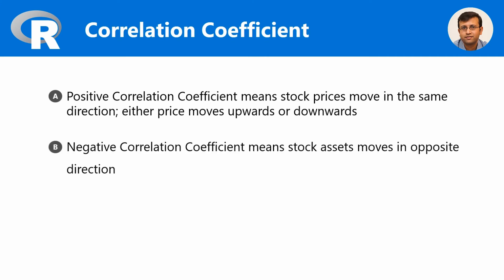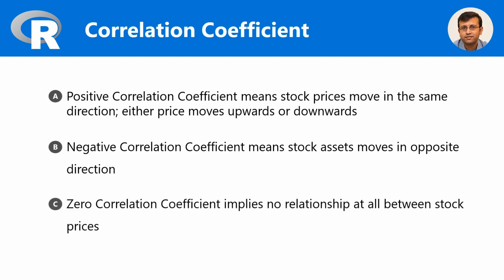A negative correlation means the stock prices move in the opposite direction. A perfect negative correlation is that the two assets or stock prices move in opposite directions, while a zero correlation implies no relationship exists at all between the stock prices.